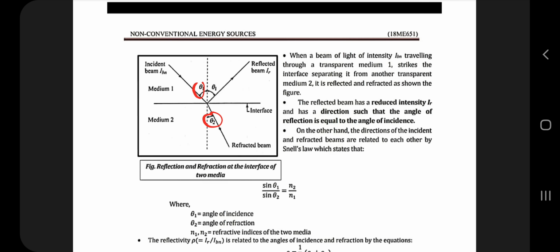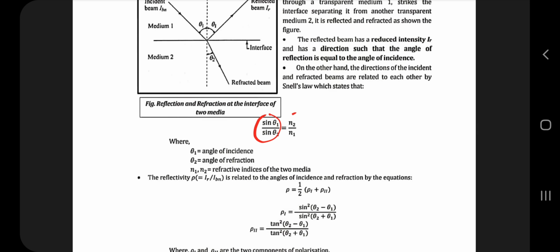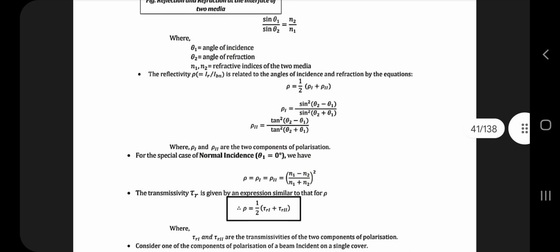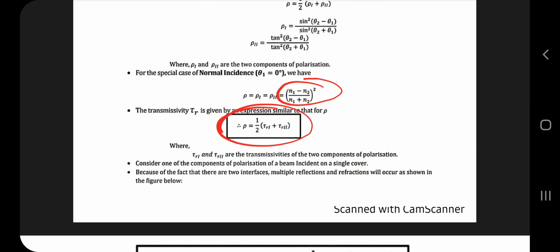This is theta 1, this is theta 2, and this is the refracted beam. Next you have to write sin theta 1 by sin theta 2 is equal to n2 by n1. n1 and n2 are the refractive indexes of this medium and this medium. Okay, now what you have to do, you have to write P is equal to half (P1 plus P2). What is P1 plus P2? Those are the two components of polarization. Remember this formula about the tan and the sine, and then you can find out the average. After that you have to give the transmissivity equation in this form. Just 5 steps, very simple, you can easily get 10 marks.